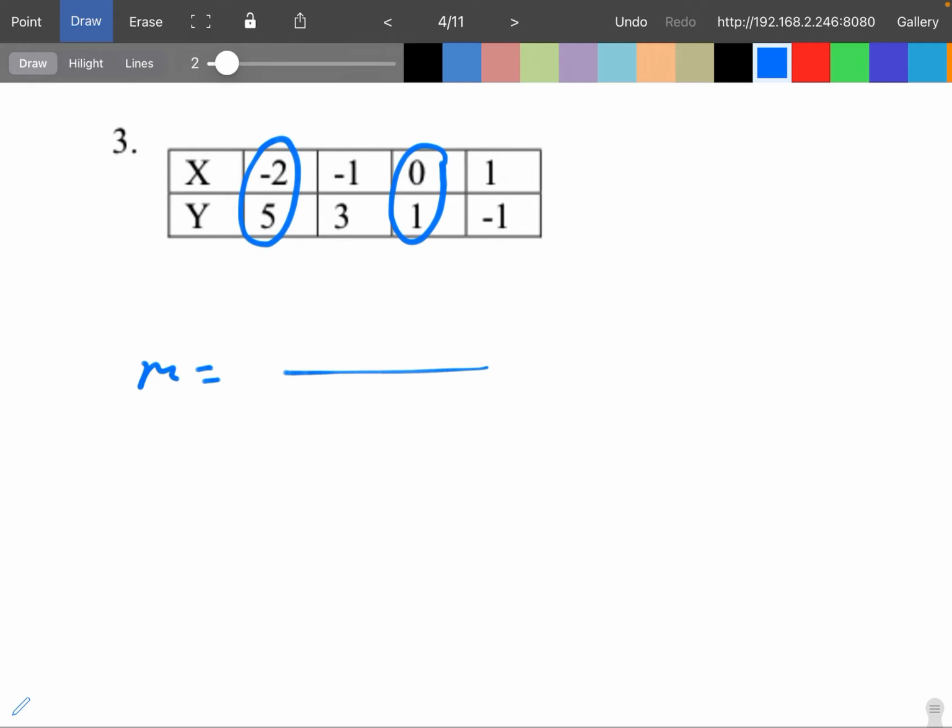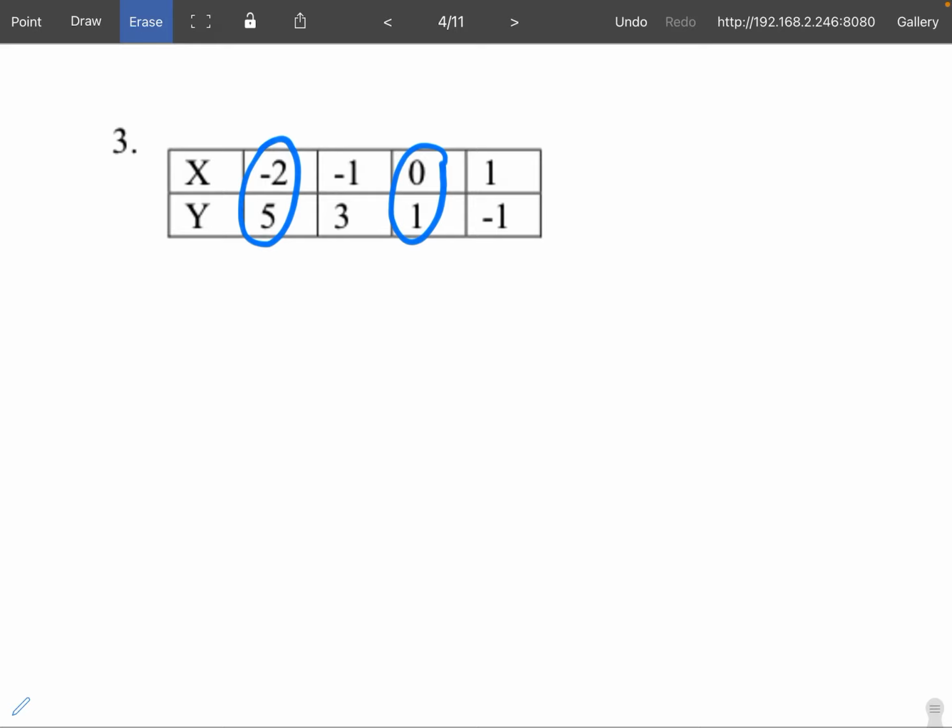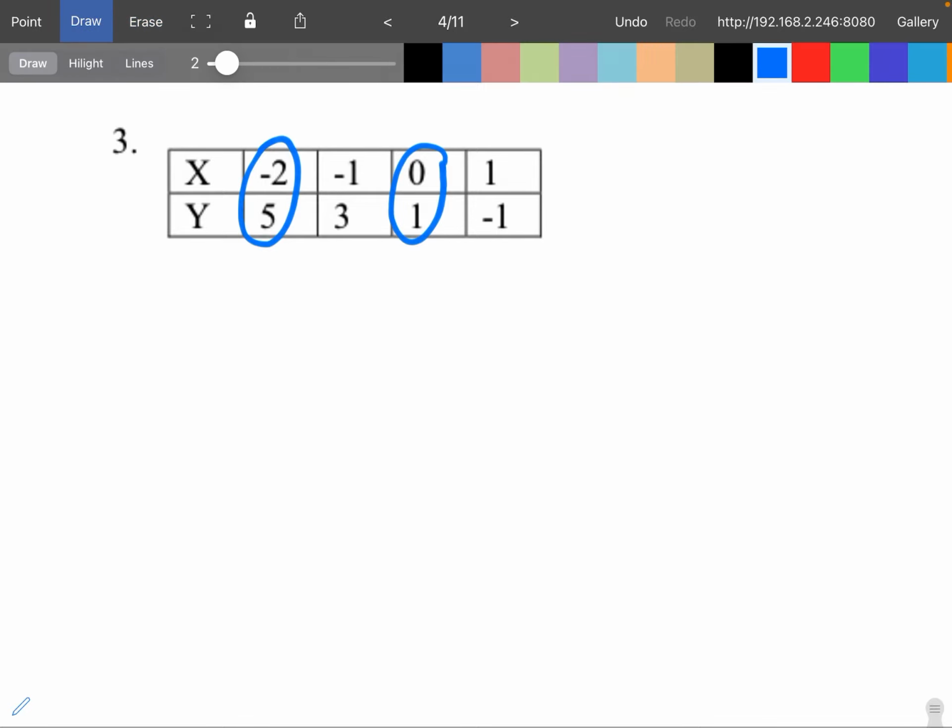Lucas, what do you think? What should we pick? What would you pick? I guess the 0 and the 1. You want to pick the 0 and the 1? I'll pick the other one. I'll pick this one. So we're going to use those 2 points.